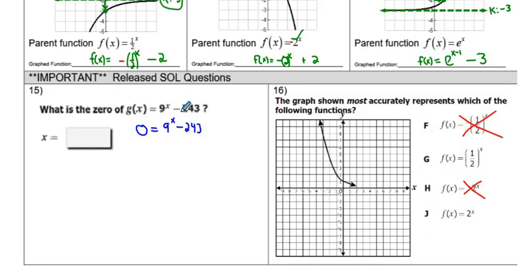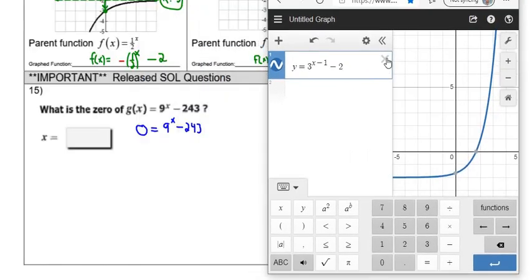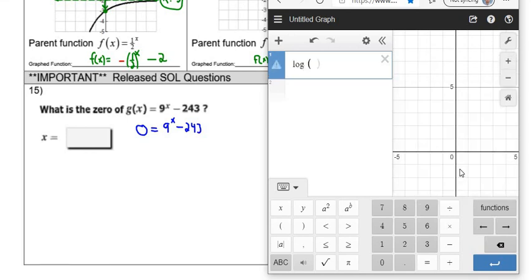Down here, we have an SOL question where you need to set this equal to 0 and solve. You're going to add 243 on both sides and log base 9. On Desmos, you can actually log base 9. The way you do that is you would find it under functions and then miscellaneous functions, log base. So you could put whatever it's going to be in there.